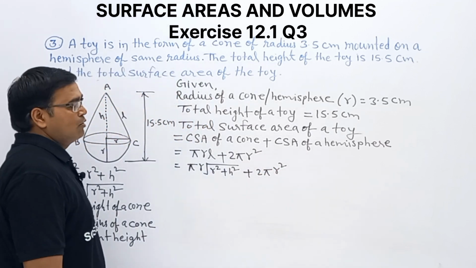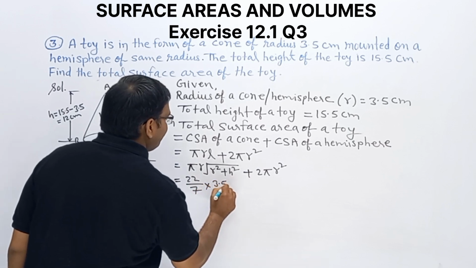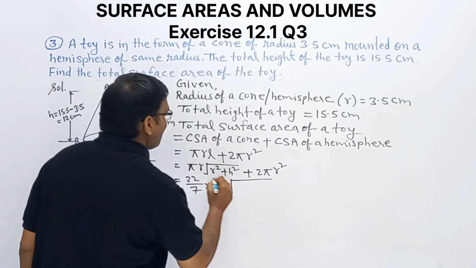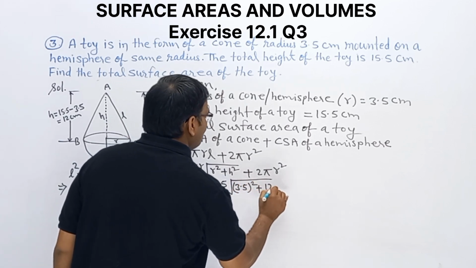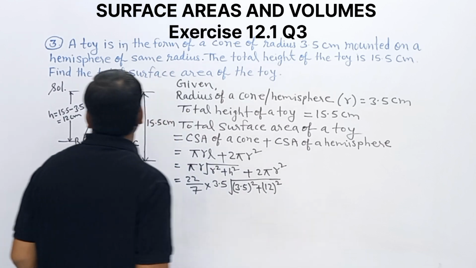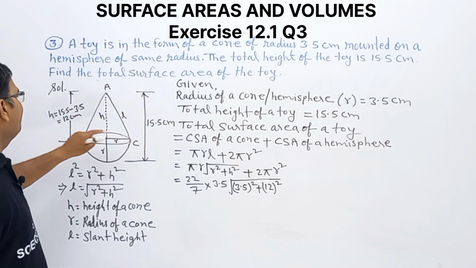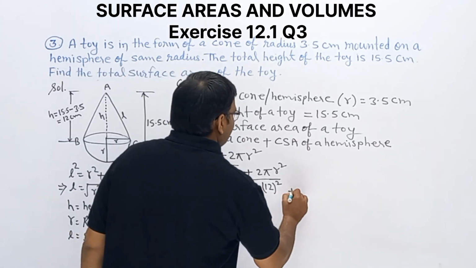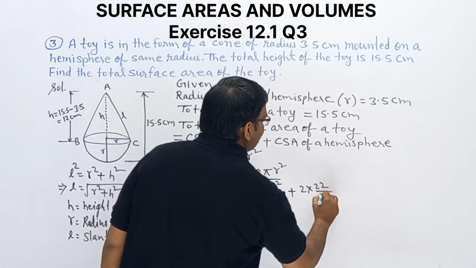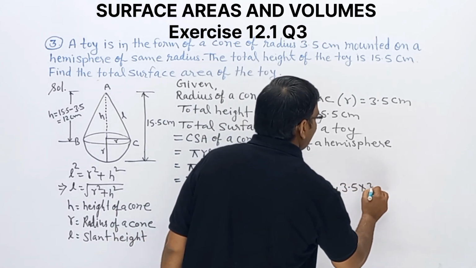Now put the values. Pi is 22 by 7. r is 3.5, into square root of 3.5 squared plus h is 12 squared. h is the height of the cone. How do we get it? Total height of the toy minus radius of the hemisphere, then we get the height of the cone as 12 centimeter. Plus 2 into 22 by 7 into r, the radius of the hemisphere, 3.5 into 3.5.